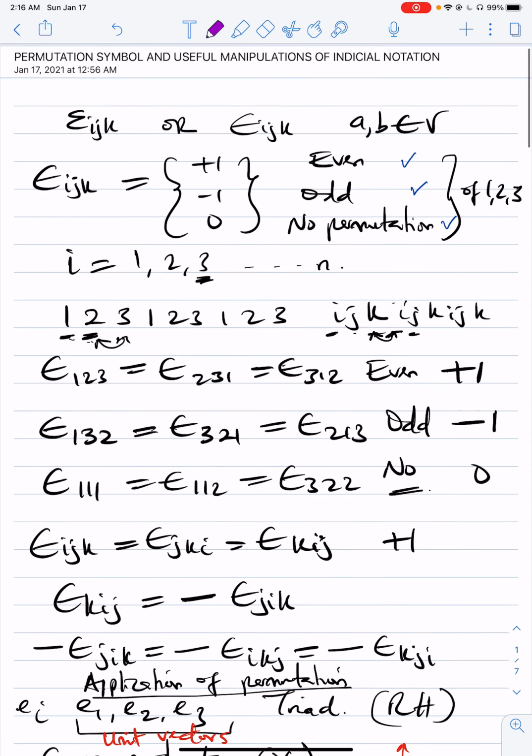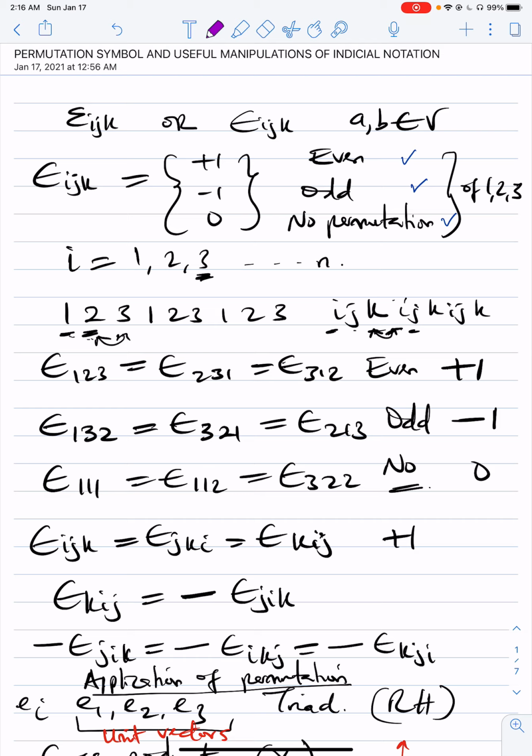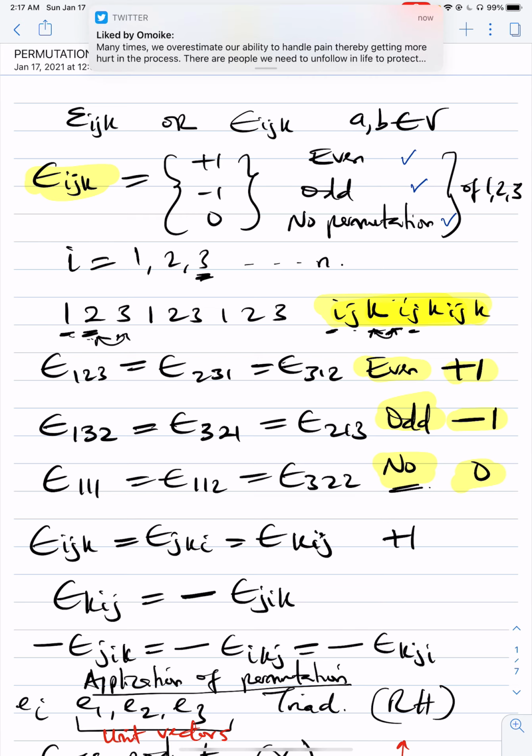So, as a form of introduction, basically, we've talked about the permutation symbol, and if you follow this naive but helpful method of writing ijk, you can simply know that anytime the order is altered, it becomes odd. But if you follow the order, it's even, which is +1. And if the order is altered, it becomes -1. If you repeat any of the numbers, it becomes no permutation, or 0.